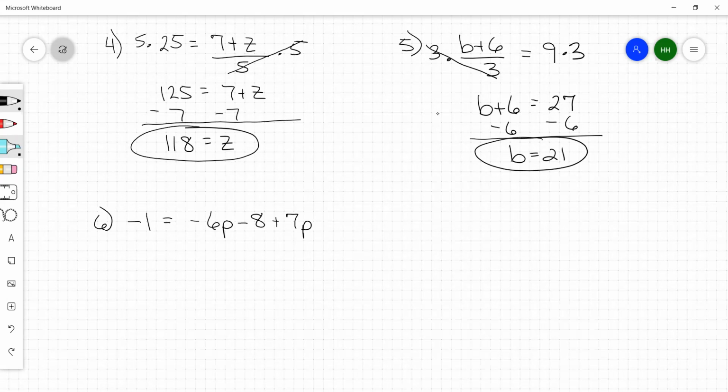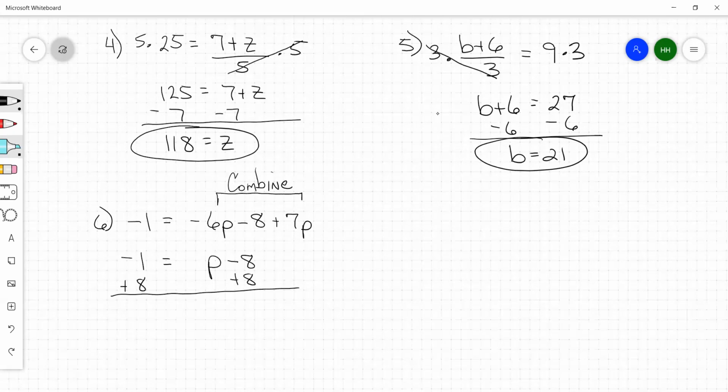All right, in number 6, look, when you see multiple variables on one side of the equal sign, combine them first. You got to combine these right here. So -1 equals -6p plus 7p is just p, minus 8. Combine. So now you can add 8 to each side. -1 plus 8, 7 equals p.